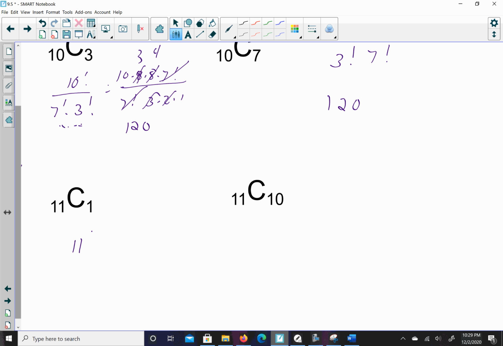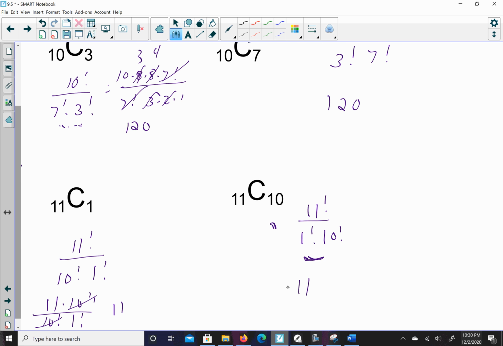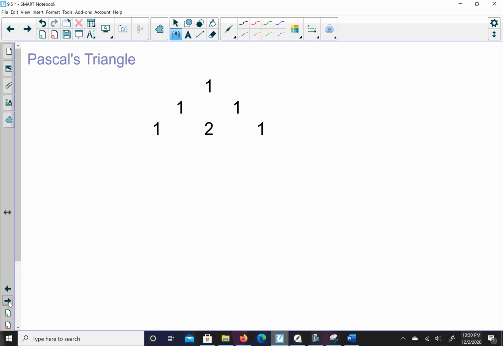So here's 11 factorial. 11 minus 1 is 10, and then 1 factorial. So this would be 11 times 10 factorial over 10 factorial times 1 factorial, which is just 1. These will just be 11. So when I do 11 factorial, 11 minus 10 is 1 factorial, 10 factorial. So it doesn't really matter the order that I write the denominator. I'm still going to get the same answer of 11. So you're going to see that notation to find the coefficients of the expansion.